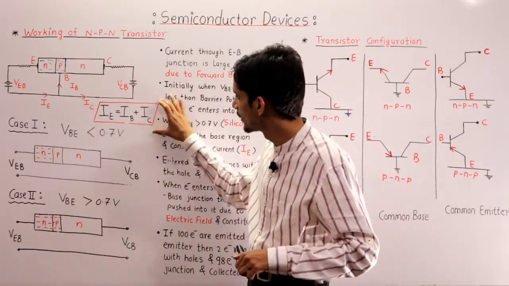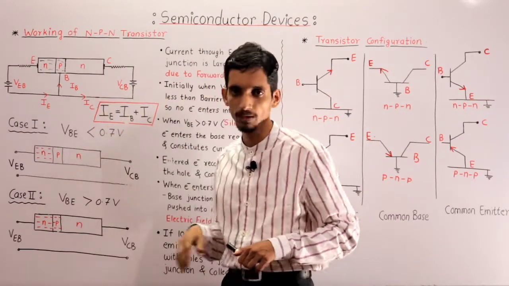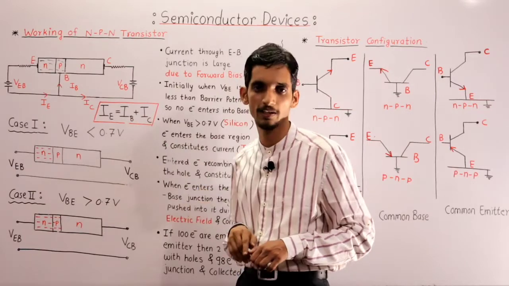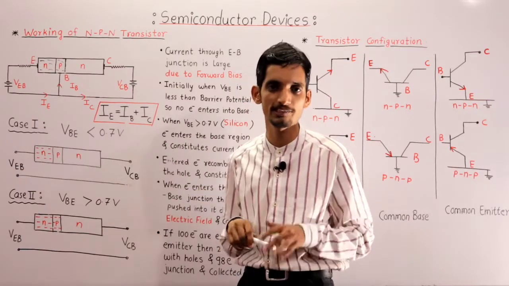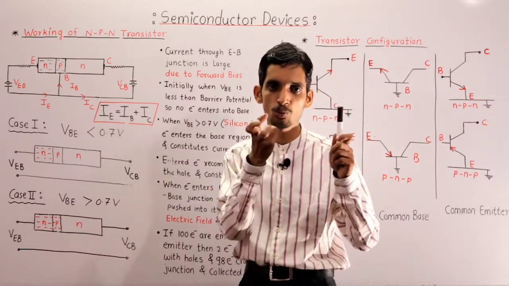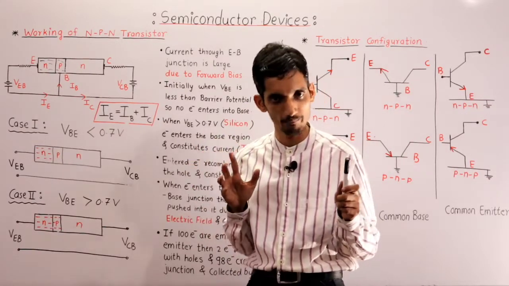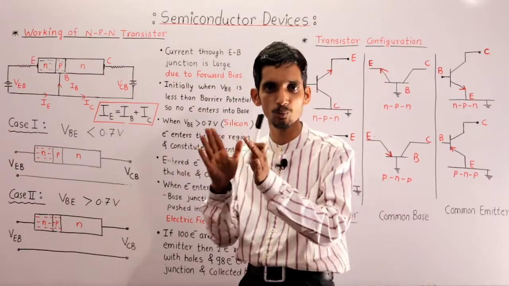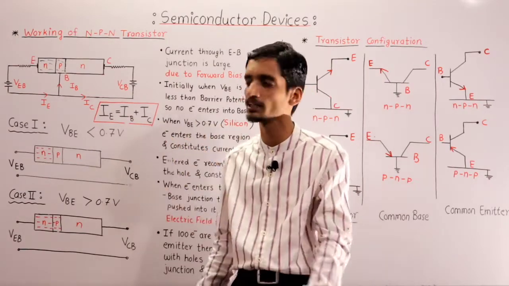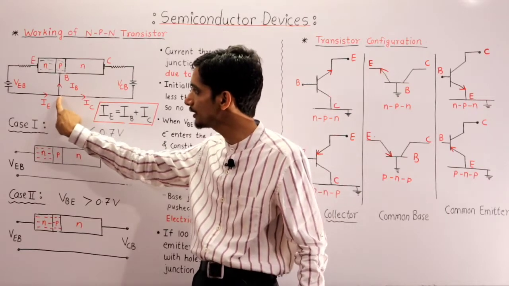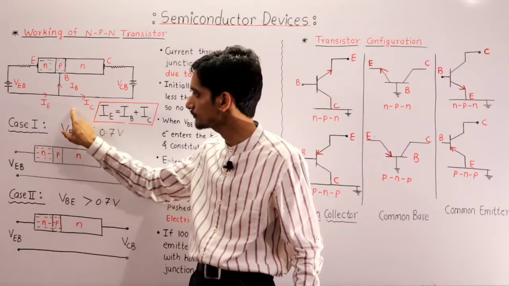And finally, this important equation you have to remember: the emitter current is equal to base current plus collector current. IE is equal to IB plus IC. 100 electrons are emitted, 2 recombine and form the base current, and the remaining 98 form the collector current. So the total 100 is equal to 2 plus 98. IE is equal to IB plus IC. So at this node, if you observe, incoming current is equal to outgoing current.